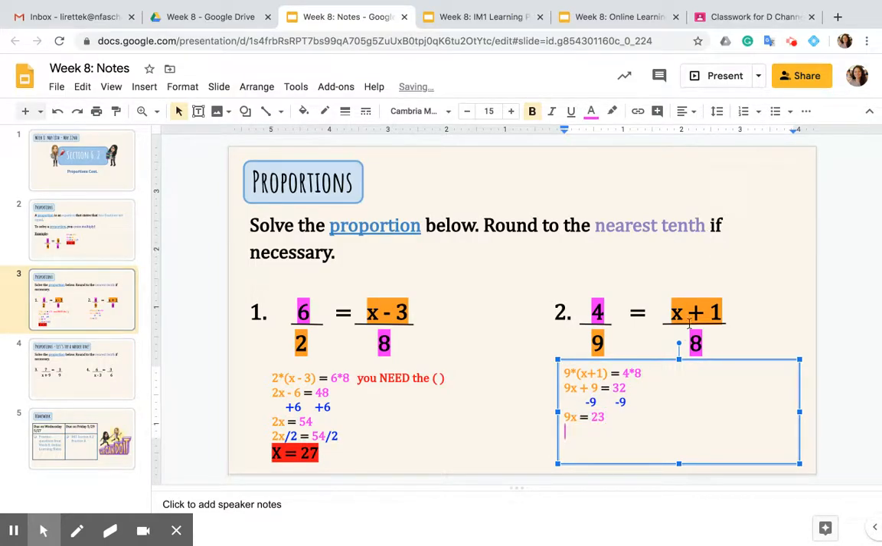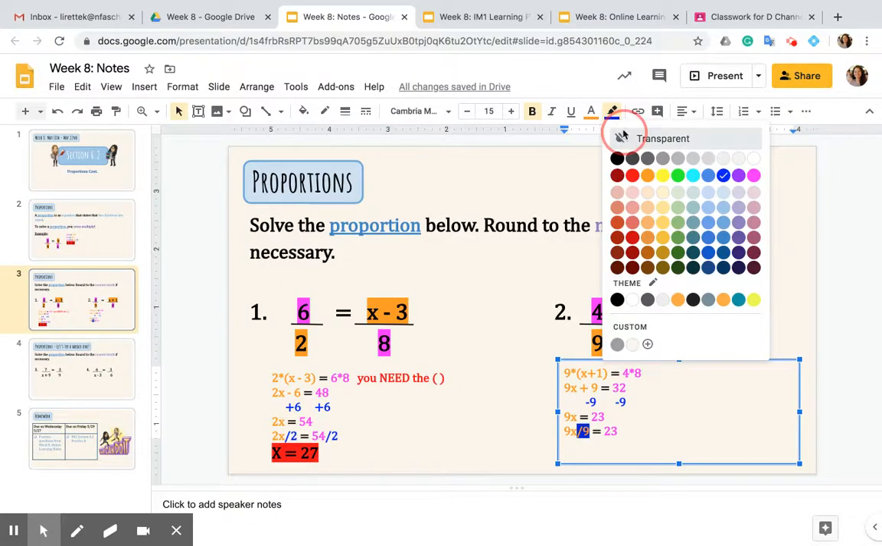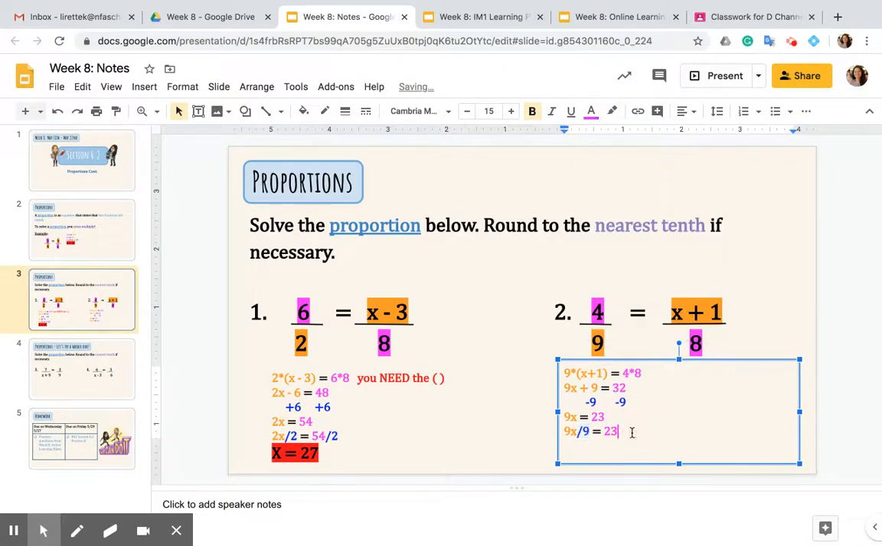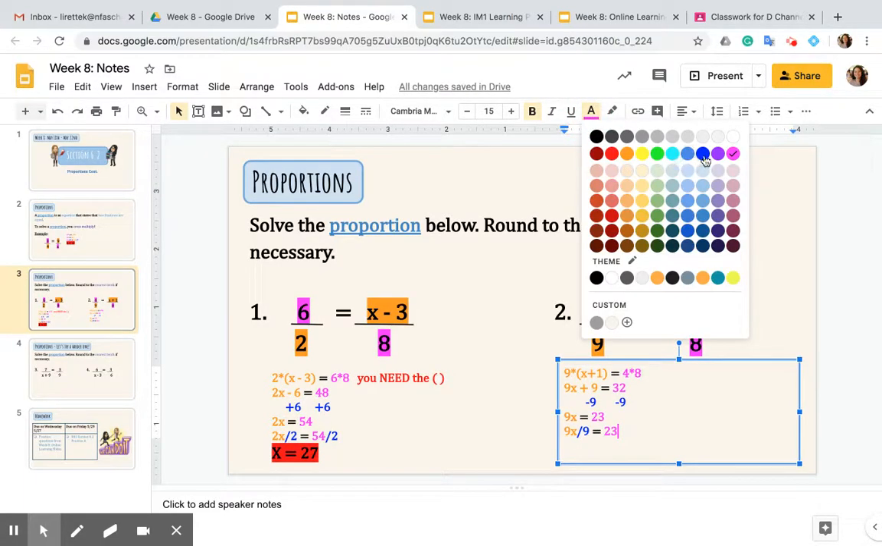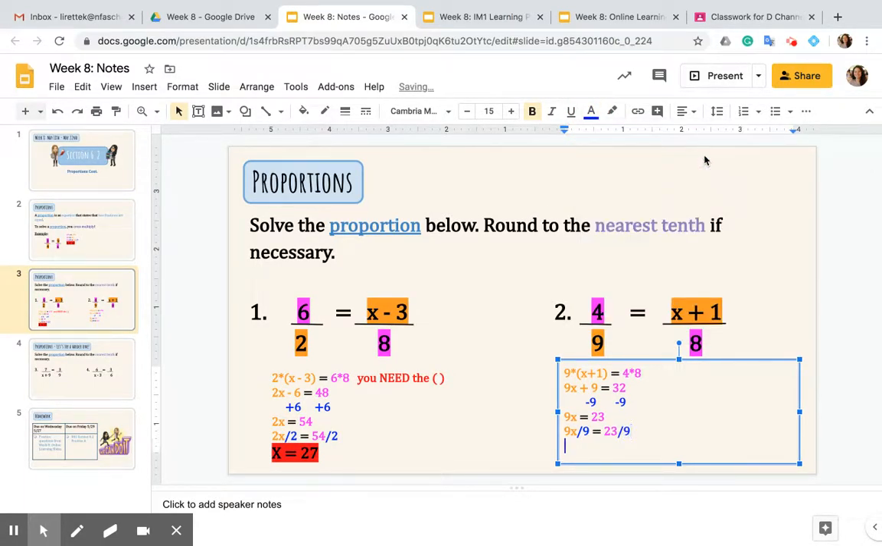All right, so that 9x means 9 times x, which is multiplication. I need to do the opposite of that. So I need to divide by 9. So I'm going to divide this side by 9. Oops, keep choosing the highlighter. There we go. And I'm going to divide this side by 9. X should now be alone. And if I divide 23 by 9, here's what I'm getting. I'm going to write it with a few decimal places. I get 2.5, but the 5 repeats, okay?